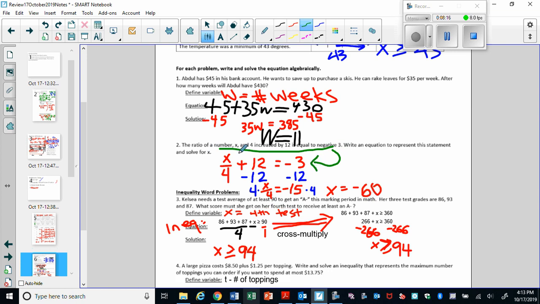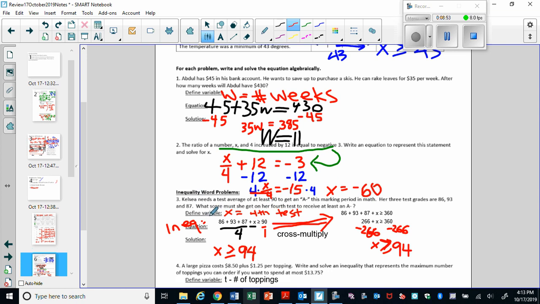So since it's a ratio, a number and 4, you don't put the whole thing x plus 12 over 4. It's just the x by itself being divided by 4. Then we add 12. So first step, subtract 12 from both sides. x divided by 4 equals -15. Then we multiply both sides by 4. The 4's cancel, and we're left with -15 times 4, which is -60. That's our value for x.